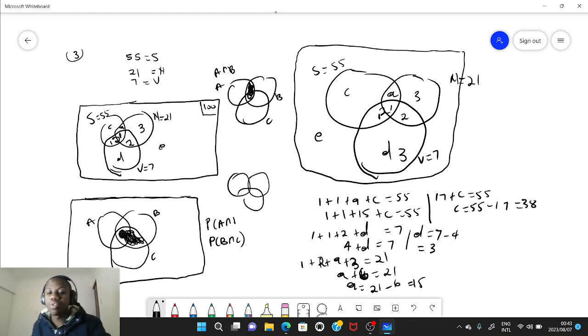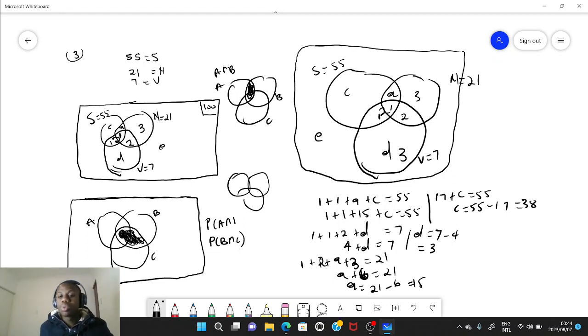38. And for you to be able to verify your things, whenever you add the entire portions of the circle, you must be able to get the total number. You see, so for me to verify that my a is correct, I will say 1 + 1 + 38 to give me 40 plus what's my c. Let's check for c. For me to prove that my C and A are correct, I would say A is 15 plus 38. So what is 38 plus 15? That's 53. And then 53 plus 1, that's 54 plus 1, that's 55. So that's how you can verify what's inside the circle.